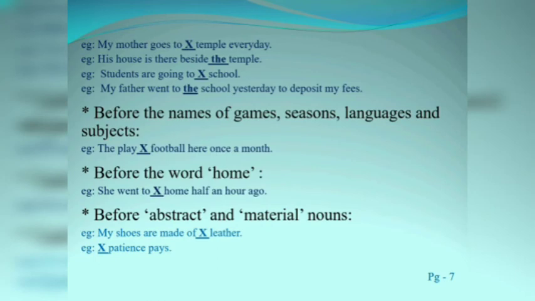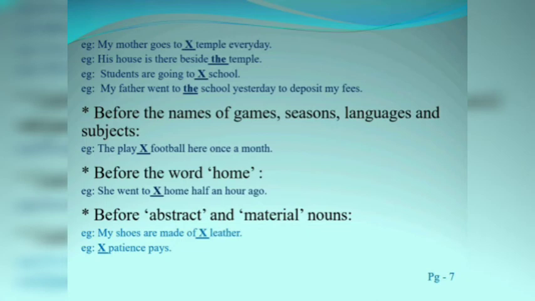My mother goes to dash temple every day. Here the purpose of my mother visiting the temple is the same for which this building has been made. Therefore no article. I repeat, whenever these places are visited or mentioned in a sentence with the purpose they are made for, we use no article. And for different purpose they are visited or mentioned in a sentence, we use the.